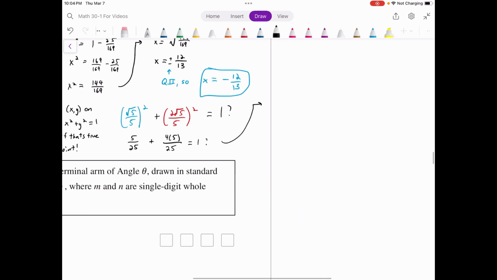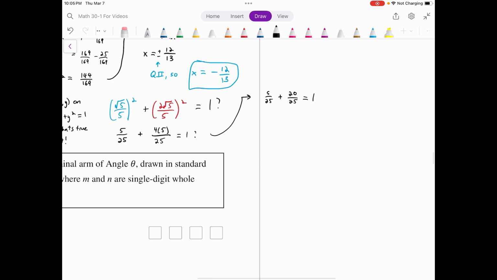Okay, well, let's see. 5 over 25 plus, okay, we've got 5 over 25 plus 4 times 5 is 20 over 25. Does that equal 1? I mean, we can kind of see here already. We could reduce these fractions if we want, but also 5 plus 20 is 25 over 25. We've got a common denominator. So 25 over 25, does that equal 1? Yes, right? So yes, this point is on the unit circle.